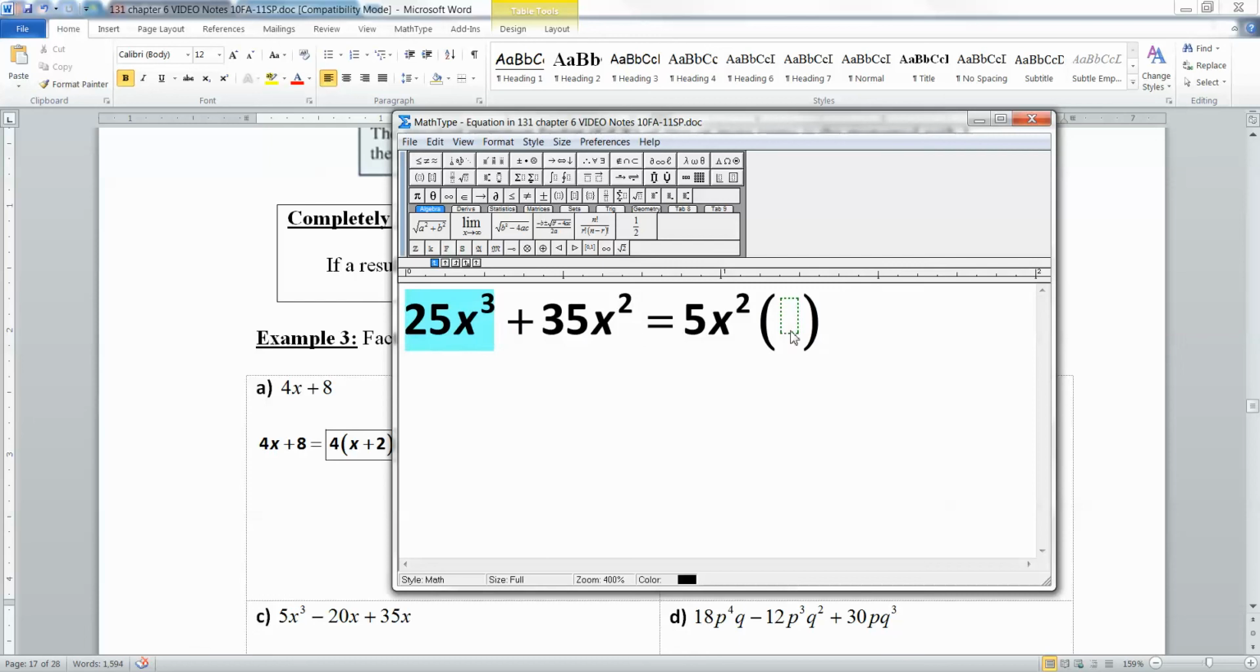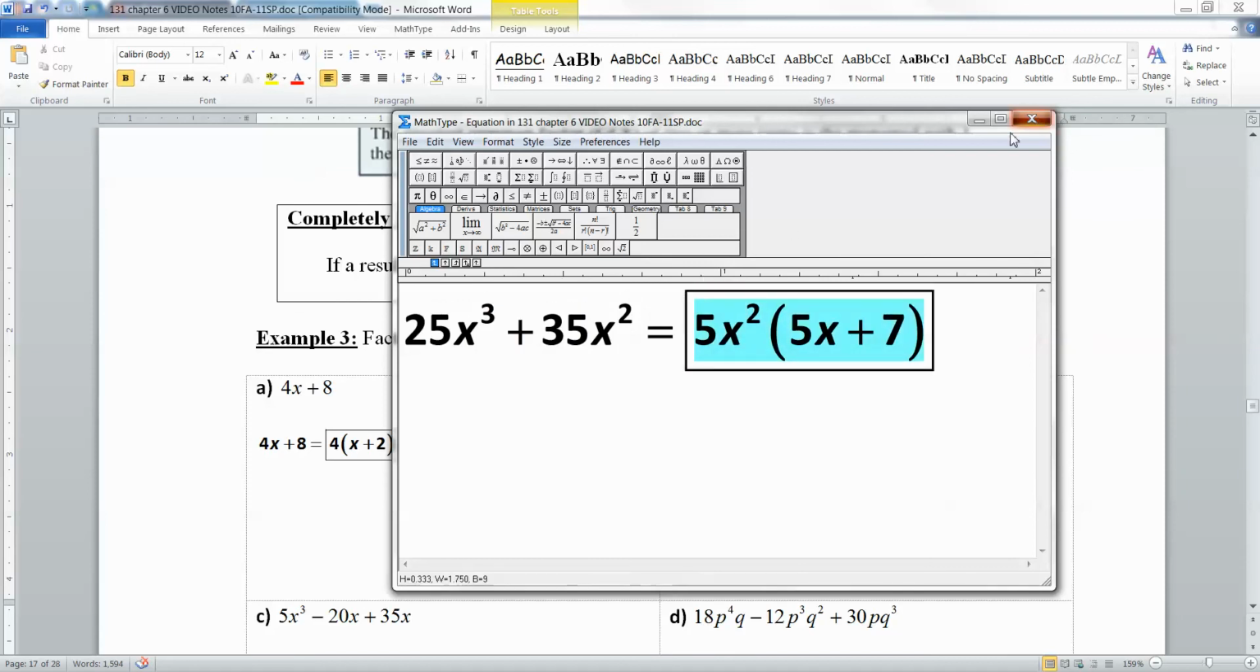Now in the first term, that's going to leave us 5x, because 5 times 5 makes 25, and x squared times an x makes x to the third power, plus 7. Because 7 times 5 makes 35, and 7 times x squared, there you go. So it's going to make x squared, because you've got your x squared right there. All right, so we're done with that one.